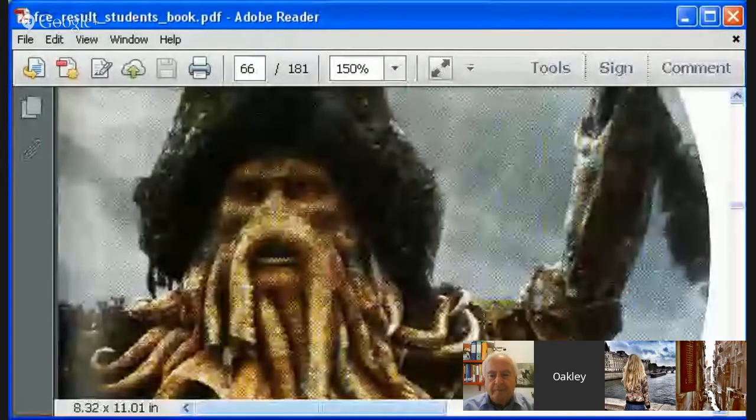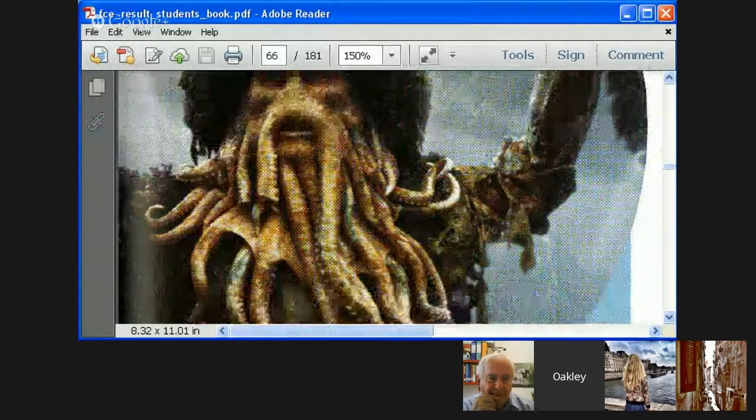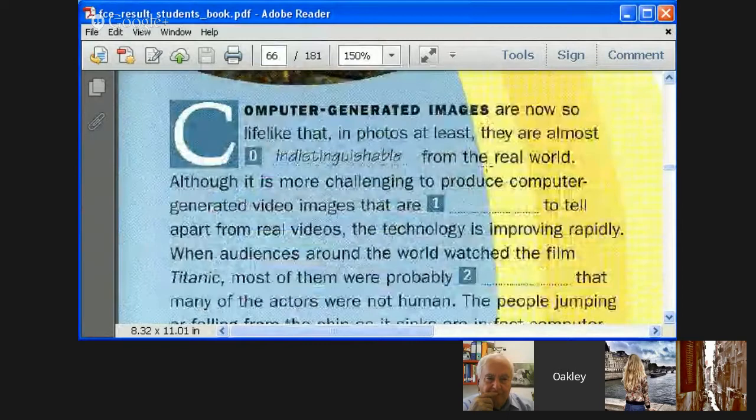Look at this guy. Isn't he lovely? Rawr! Okay, I'll wake you up. Okay, there he is. Okay, here we go. Computer-generated images. All right.